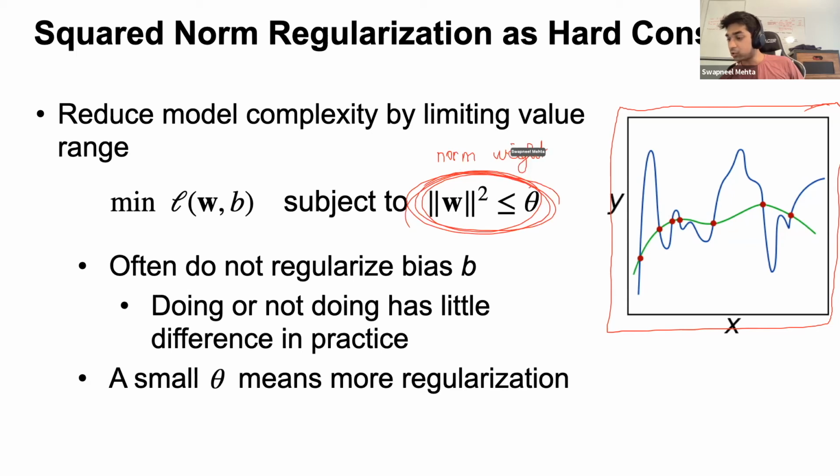This is the norm of your weight. What you're saying is, I don't want my weight being too large. That's it. That's what you're saying. Don't make the norm of my weight too large, because large weights lead to these fluctuations. Even if you have a small change in data, you will have a large change in your output because of the weight.